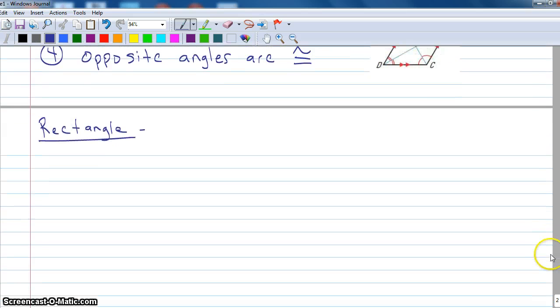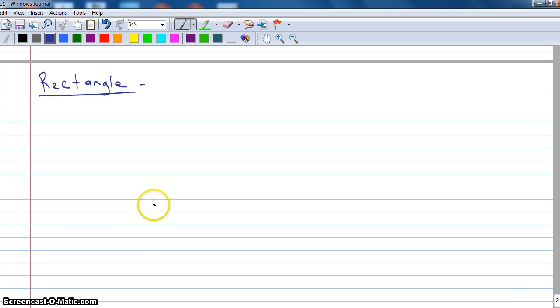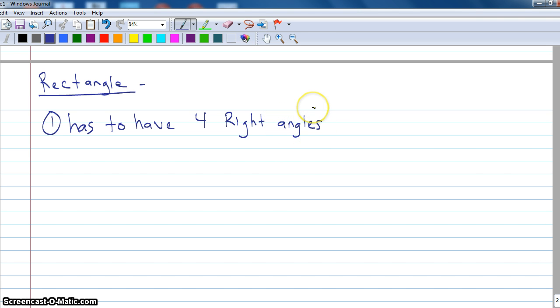Alright, back to a rectangle. A rectangle has to have 2 things, 2 rules. First one, it has to have 4 right angles. And let me draw a perfect rectangle real quick. So here's my rectangle. A, B, C, and D. They all have to be 90 degrees, so there's the picture to show it.